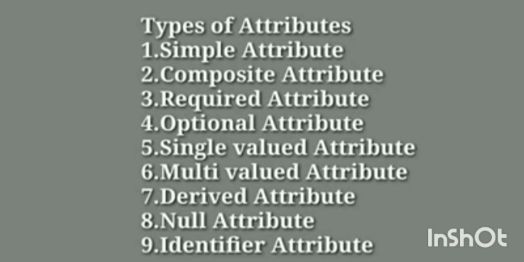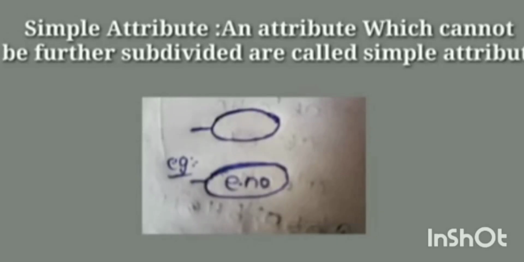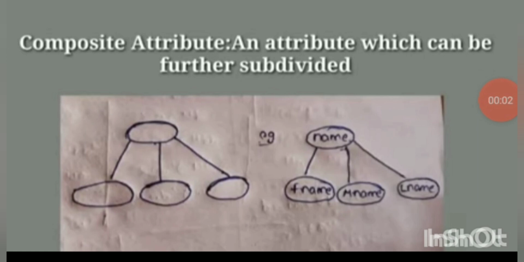Types of attributes: there are 9. The first one is simple attribute, composite attribute, required attribute, optional attribute, single valued attribute, multi-valued attribute, derived attribute, null attribute and identifier attribute. The first one is simple attribute. A simple attribute is one which cannot be further subdivided. Example, employee number. And the second one is composite attribute, an attribute which can be further subdivided. Example, name. Name has first name, last name and middle name. So it can be subdivided.